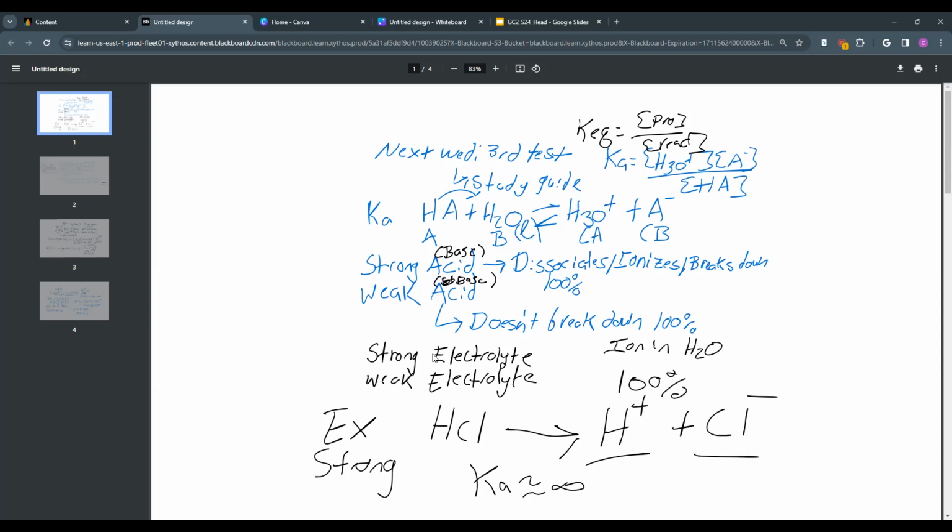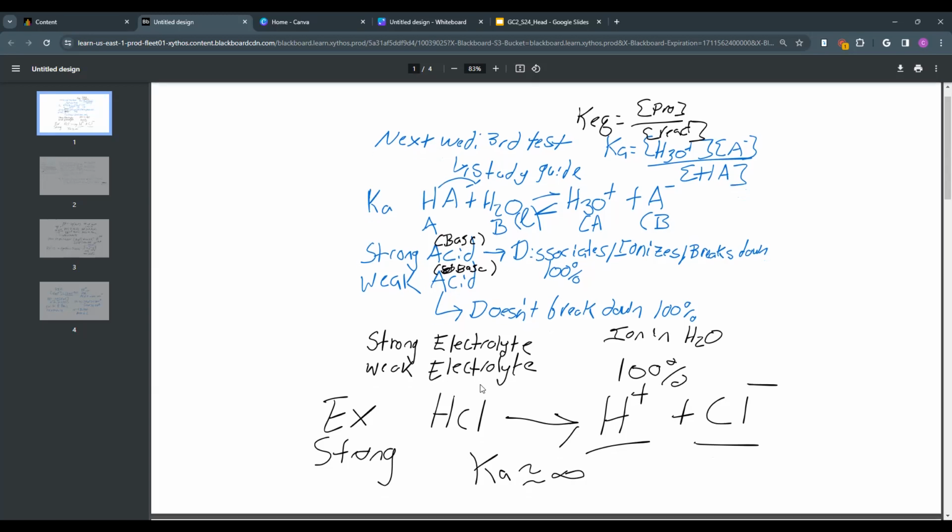Then we have strong electrolyte and weak electrolyte. A strong acid is a strong electrolyte. Same with a base. Remember, an electrolyte is an ion in water. A weak acid or a weak base is a weak electrolyte.